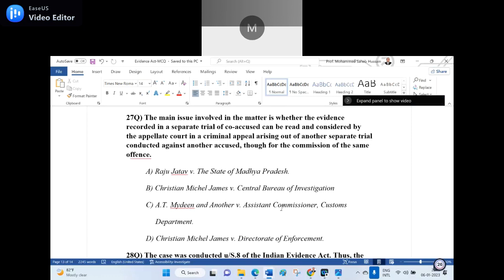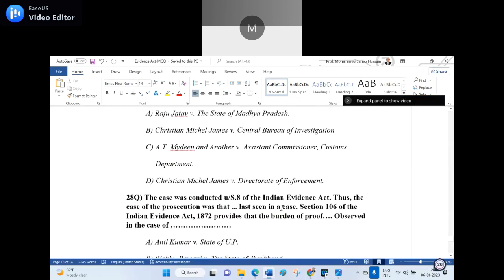Among the ABCD, which is the appropriate case law which discussed the above statement? Option C, sir. But how could you know it? Sir, somewhere I read it. Yes, A.T. Maideen and another was Assistant Commissioner of the Custom Department. That is the statement which is made over there.